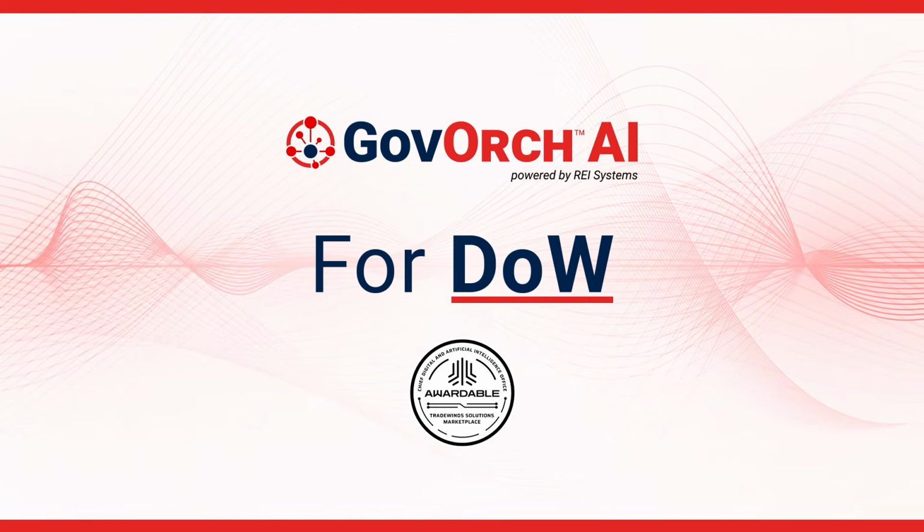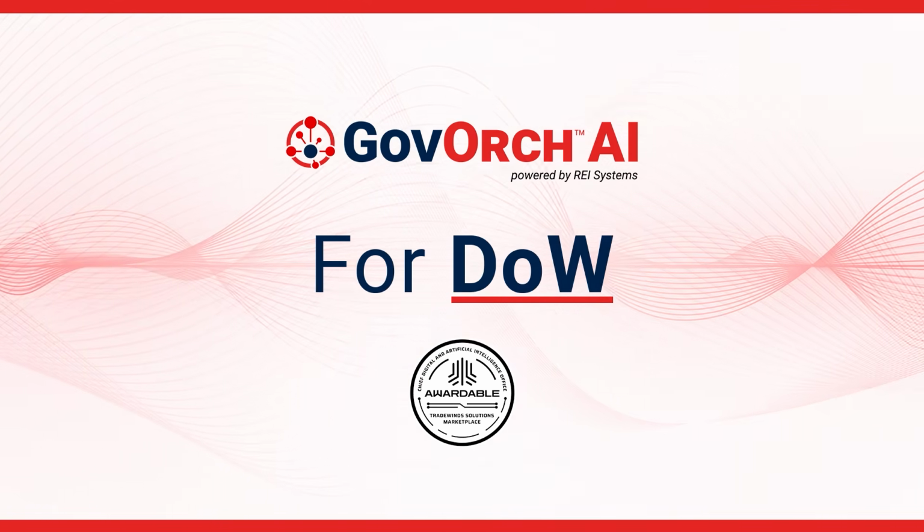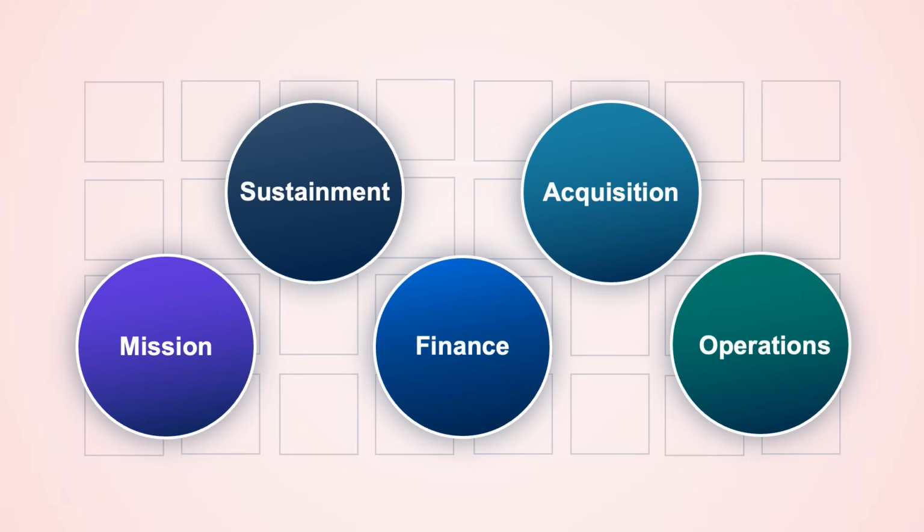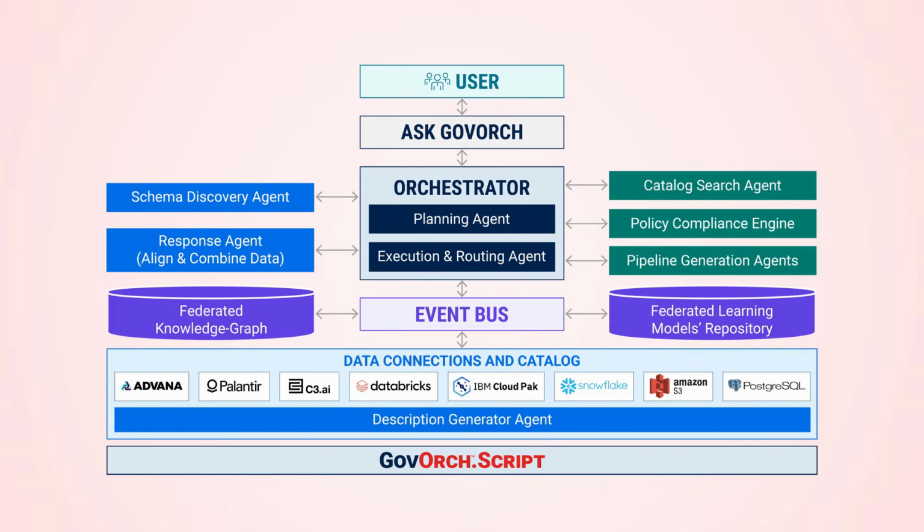Across the department, the challenge is not a lack of data, it is a lack of orchestration. Data sits across mission, sustainment, finance, acquisition, and operational systems, forcing users to work around disconnected tools to answer critical questions. GovOrch AI connects across the platforms already powering department systems, from Snowflake and Palantir to Databricks, AWS, and Azure, creating a governed orchestration layer without centralizing data.